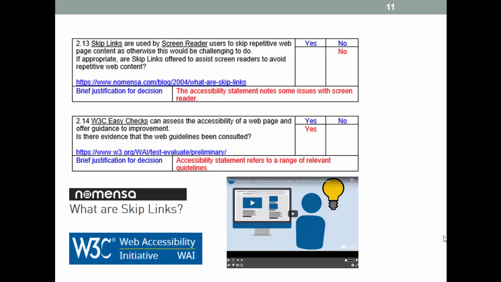Similarly, issues are acknowledged for the W3C Easy Check guidelines. Now, this video here is well worth having a look at. It's a good review, and we might think about incorporating this model into the UDL toolkit. Have a look at it and tell me what you think.